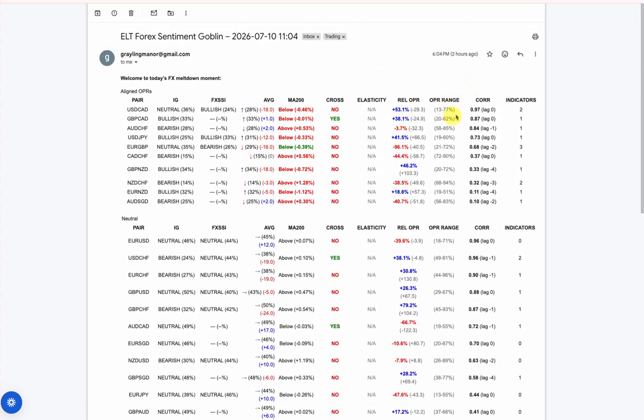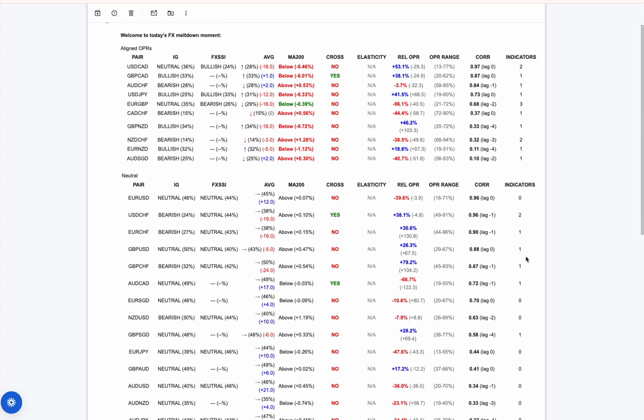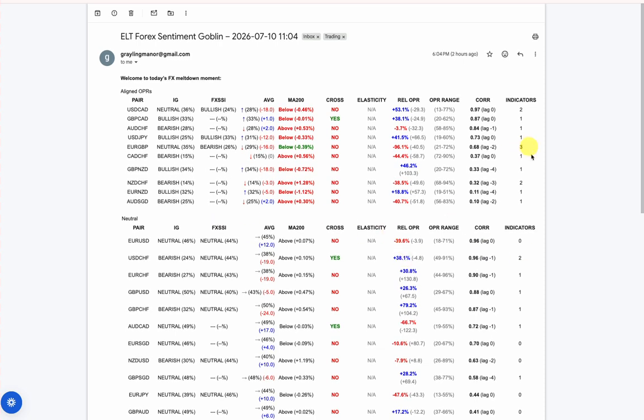This is the actual OPR range of that pair. So they've always traded between 13 and 77%, for instance, the USD CAD. And the correlation. And then we've got how many indicators it aligns with at that moment in time.